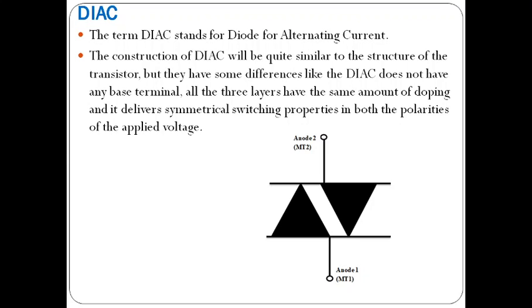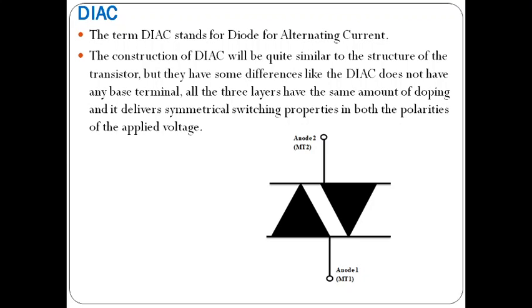TRIAC is a controlled device, SCR is also controlled. That means we are controlling the current flowing in the device by using the third terminal, the gate, in the SCR and TRIAC. But coming to the DIAC, we have only two terminals. We don't have a gate terminal, so it is not a controlled device.